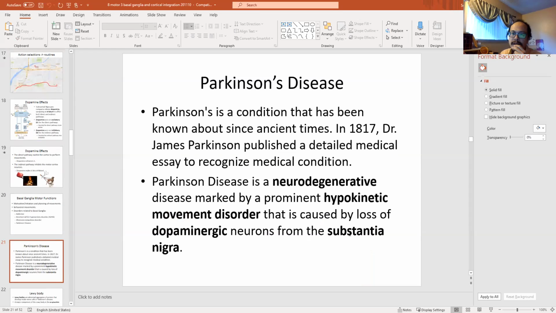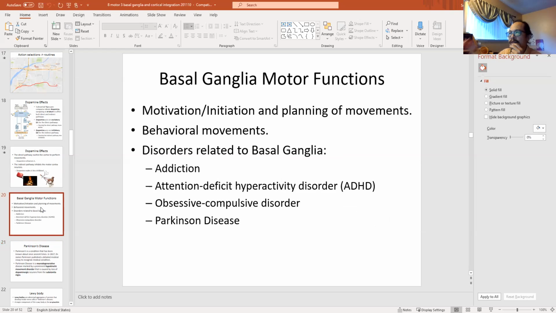So that's that. So you basically kind of free up the basal ganglia. And so this one provides you some diseases related to the basal ganglia. So all these are motor and behavior related disorders.